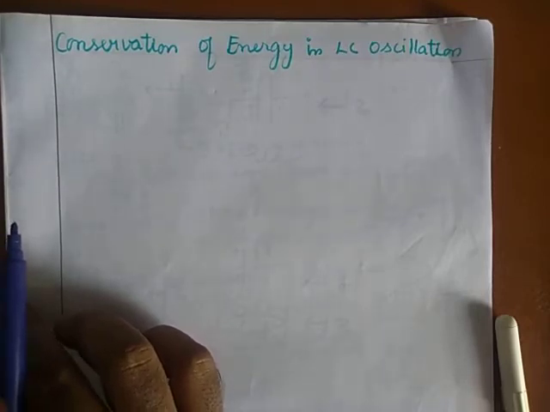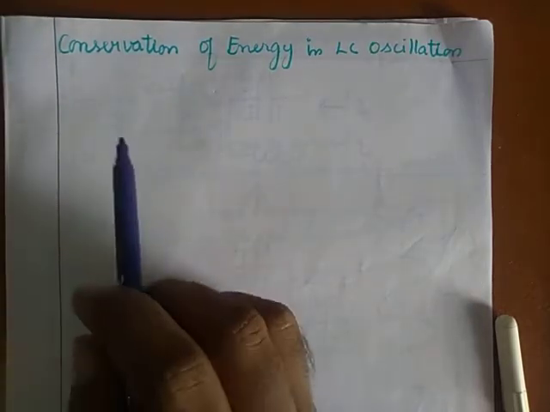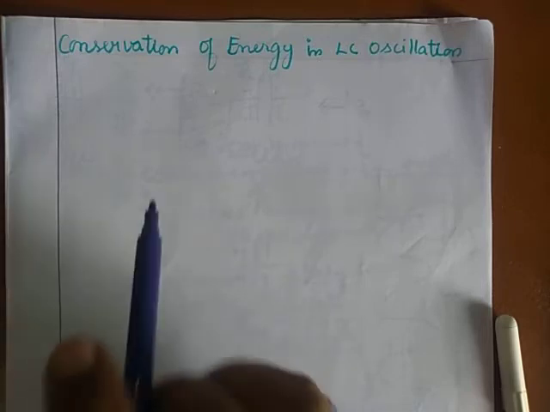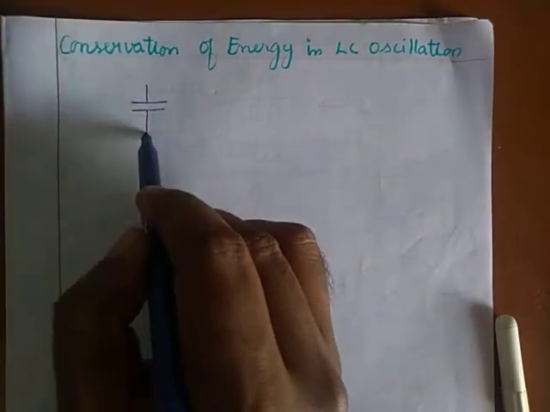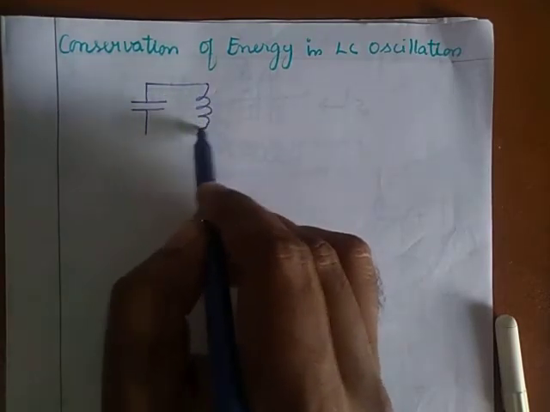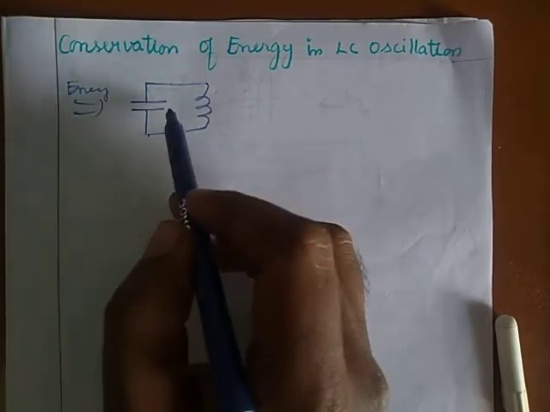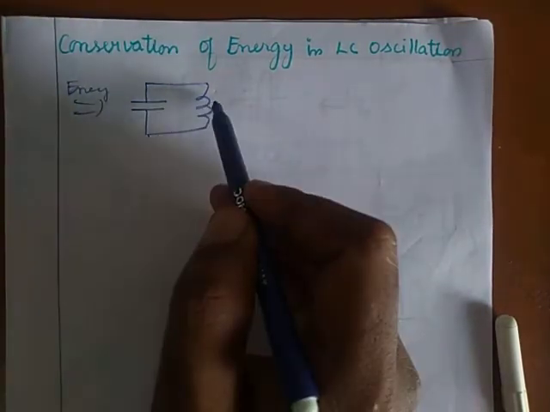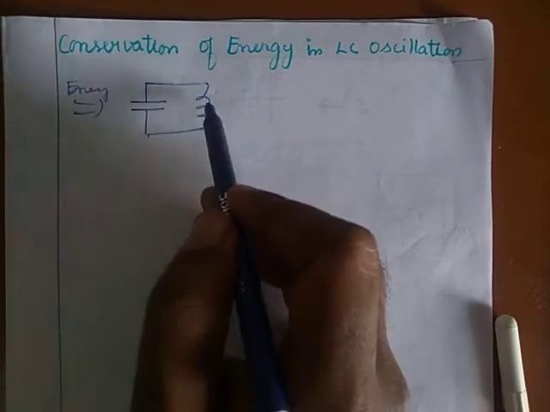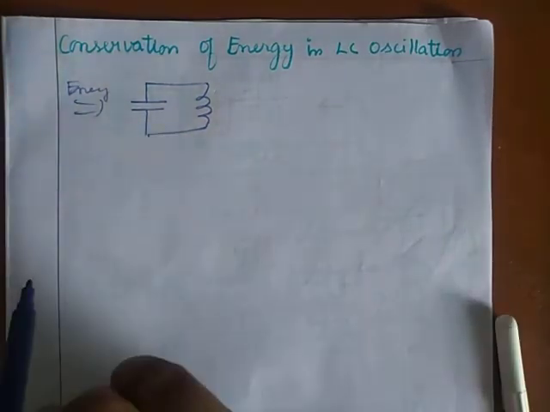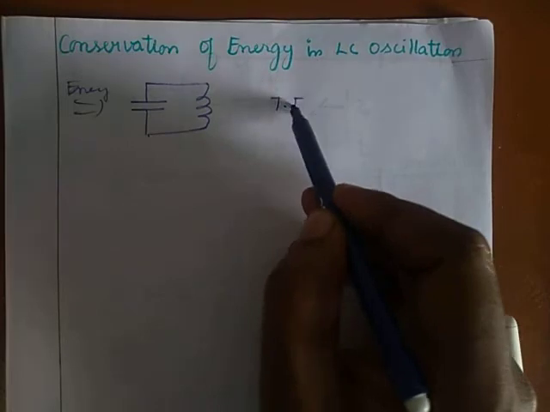Here in this video, let me check whether energy is conserved in LC oscillation or not. Our topic is conservation of energy in LC oscillation. We know that during LC oscillation, the energy of the system oscillates between the electric field of the capacitor and the magnetic field of the inductor. Suppose I apply energy, then the energy will oscillate back and forth between the electric field of the capacitor and the magnetic field of the inductor. Here the two forms of energy vary with time, but the total energy of the system is constant.